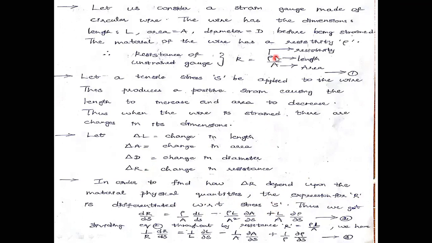That means I am going to consider this equation. By considering this equation, I am going to differentiate it. Then I will obtain this equation here, in order to find change in resistance. That is, delta R depends upon the material physical quantities. The expression for this resistance is differentiated with respect to stress capital S here.